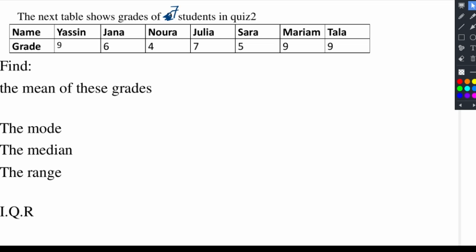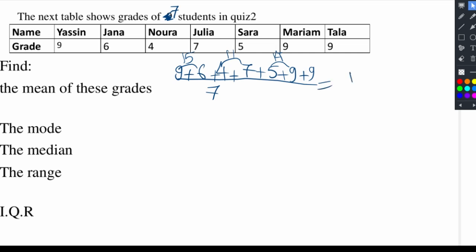So, the mean is 9 plus 6 plus 4 plus 7 plus 5 plus 9 plus 9 divided by 7. 9 plus 6 is 15. 7 plus 4 is 11. 5 plus 6 is 14. And 9. 11 plus 15 is 26. 26 plus 14 is 40. 40 plus 9 is 49. 49 divided by 7 will be 7.